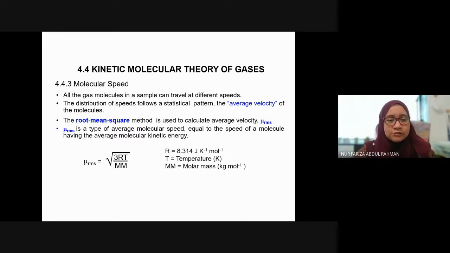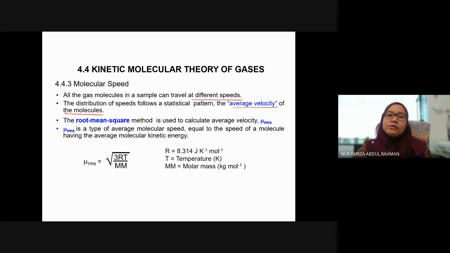And then the distribution of speed follows a statistical pattern, the average velocity of the molecules. Since they are moving at different speeds, we cannot consider the speed of each molecule. However many millions or thousands of particles we have, we can't consider each one of the particles' speed.